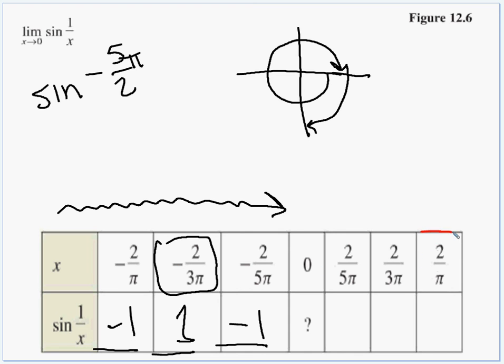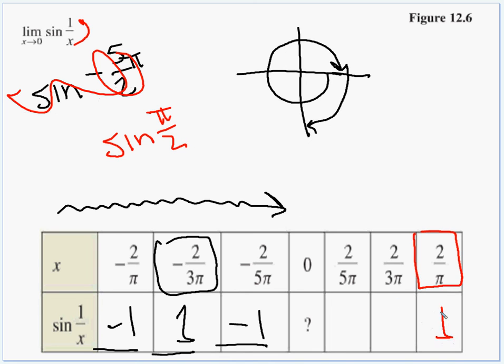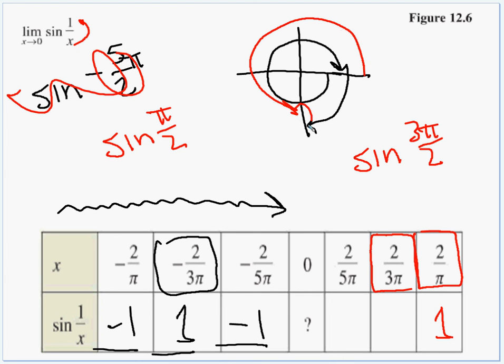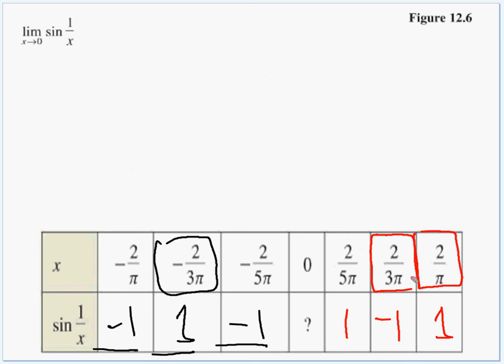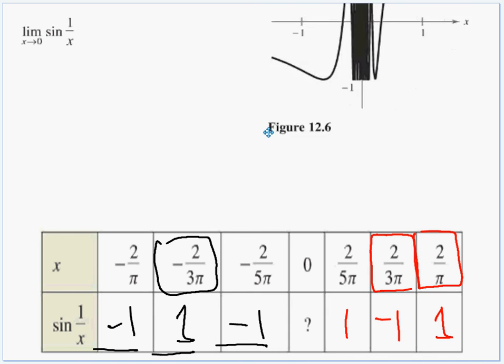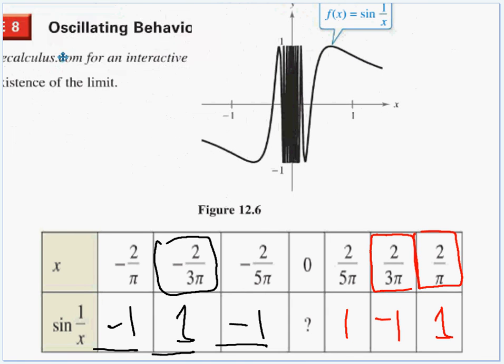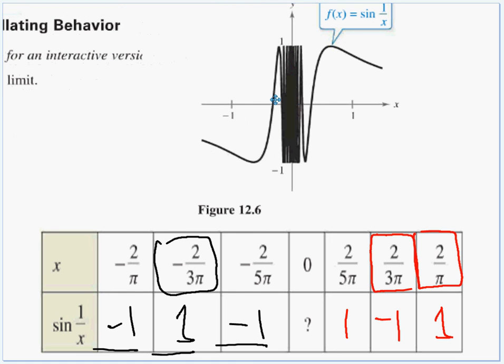So when I put in this 2 over pi, it just comes right up and flips, and now it's the sine of pi over 2. That's positive 1. If I put in the 2 over 3 pi, that will come up and flip and now be the sine of 3 pi over 2. Well, that's just right here. Back down to this bottom part of the unit circle, negative 1. 2 over 5 pi is back to positive 1. So again, the function is not approaching a single number. It's not settling down on a number. It's actually bouncing very erratically, or what they call oscillating behavior. And here's the graph of that.